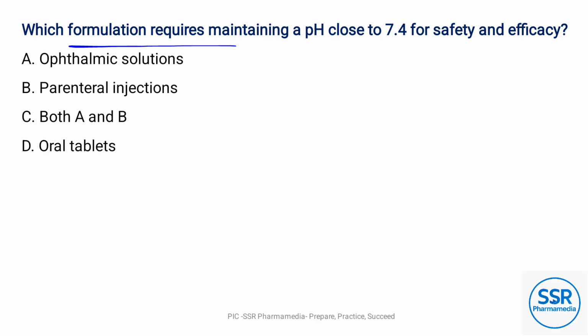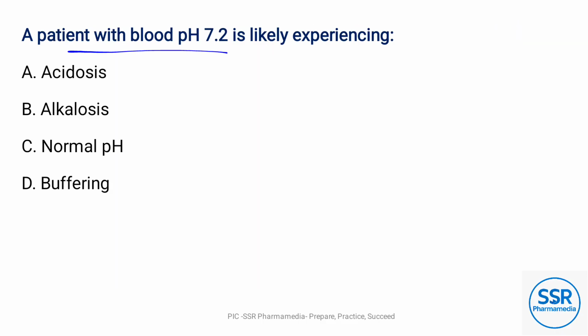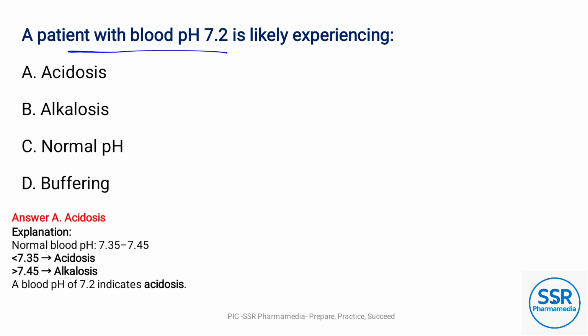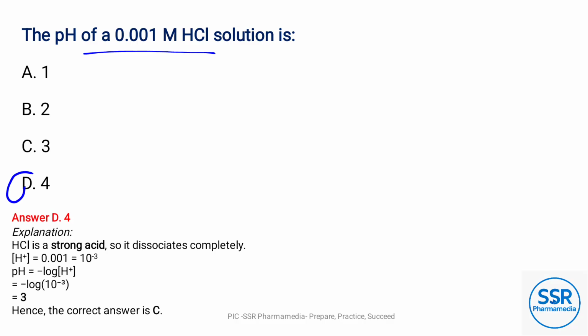Which formulation requires maintaining a pH close to 7.4 for safety and efficacy? Option C, both A and B, both ophthalmic solutions and parenteral injections. A patient with blood pH 7.2 is likely experiencing option A, acidosis. The pH of 0.001 M HCl solution is, so the answer is option D, 4.